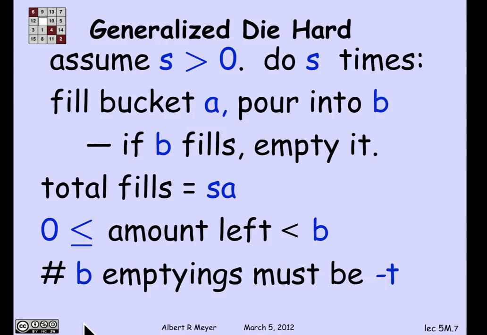Remember, T is negative, so minus T is a positive number. And that means that I've put in SA and taken out TB, and I'm left with exactly the linear combination SA minus TB.